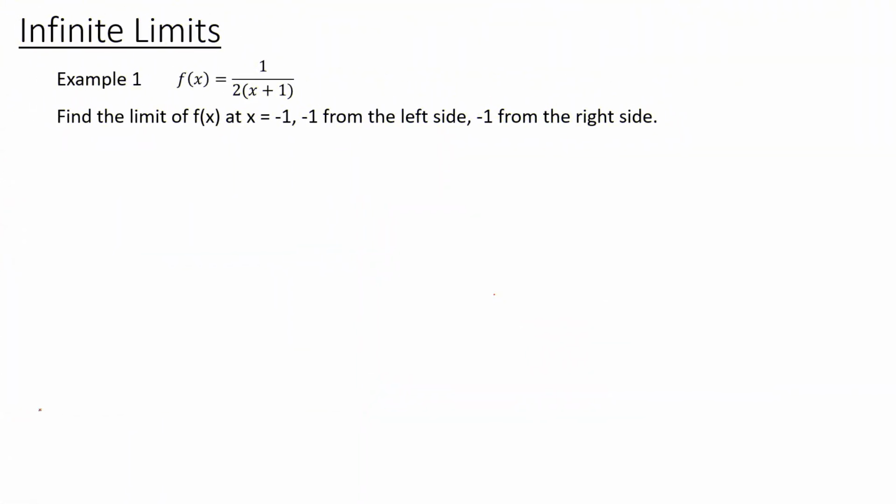So let's look at example 1. Example 1, f of x is equal to 1 over 2 times x plus 1. Then we need to find the limit of f of x at x equal to negative 1 from the left side and from the right side. So we need to find both one-sided limits, from negative 1 from the right and left. And after that, we calculate when x is approaching negative 1.